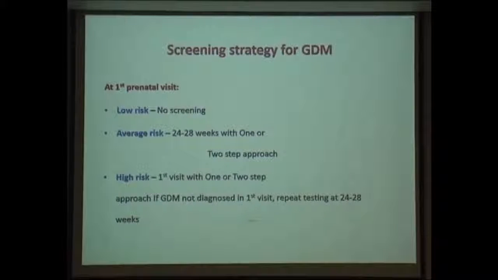In an average risk patient, where you have fewer risk factors, you do it at 24 to 28 weeks with a 1 or 2 step approach as per your convenience. And in a high risk patient, you do it at the time of the first antenatal visit, and if it is negative, you repeat it at 7 months, so at 24 to 28 weeks. So considering that our population is high risk, we usually do it at the first antenatal visit and again at 24 to 28 weeks.